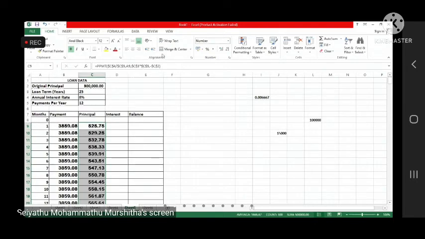Okay. Understood? Are you clear? Yes, ma'am. If you have any problem, you can ask me. Don't hesitate. In the first month, every month we pay 3,859.08. Within this, the principal amount we pay is 525.75. So what is the balance? This payment includes principal plus interest. So the balance is what?